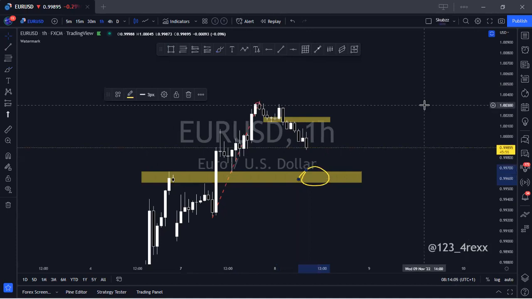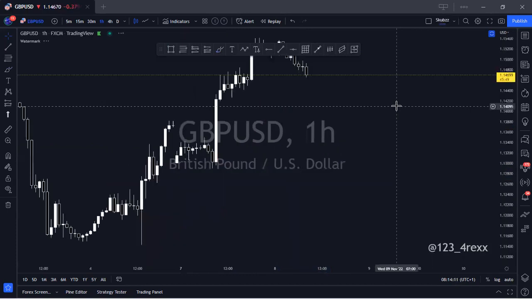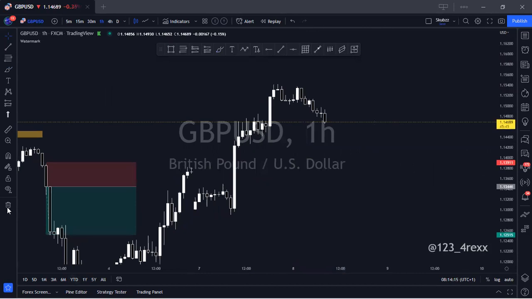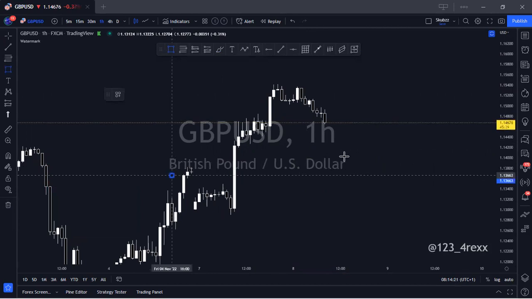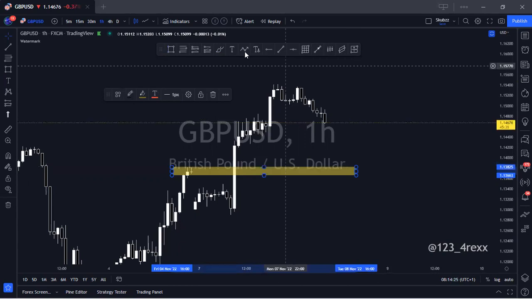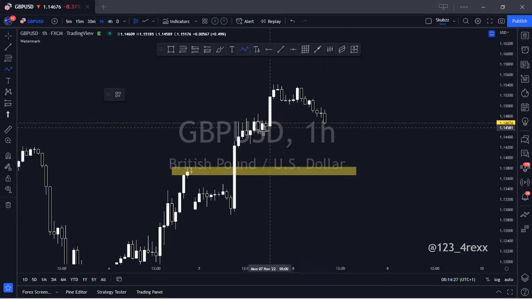Then Euro USD. Okay, sorry, GBP USD. GBP USD is the same thing as Euro USD. We had the break of structure yesterday. And then price, I think this shift on GBP USD is actually cleaner than Euro USD.